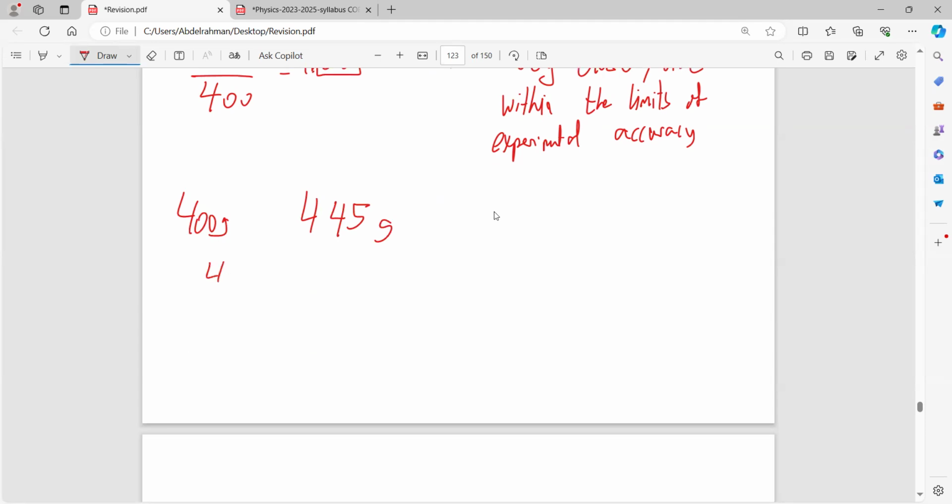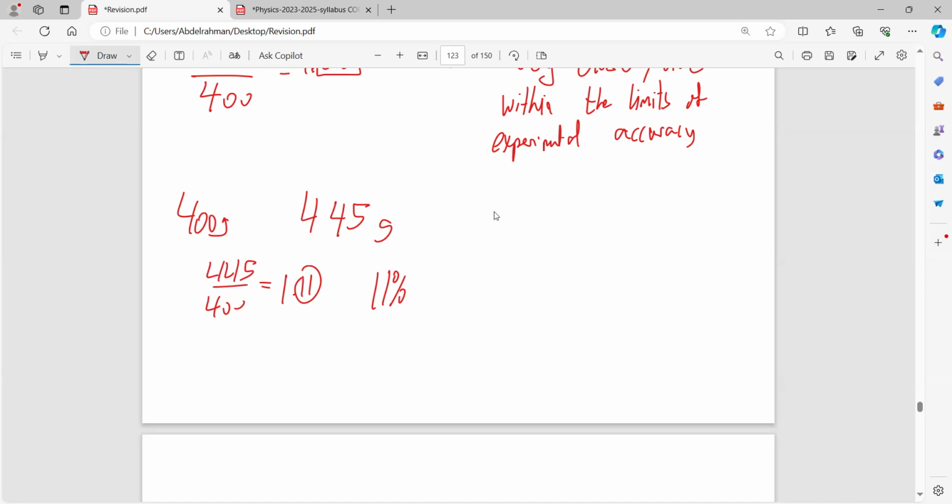Let's calculate 445 divided by 400. Are they the same or not? 445 divided by 400 would give you 1.11, which means that it is 11%. There's an 11% accuracy, an 11% difference. Is this equal or not? You can say either. You can say yes or you can say no. Both answers would be acceptable.